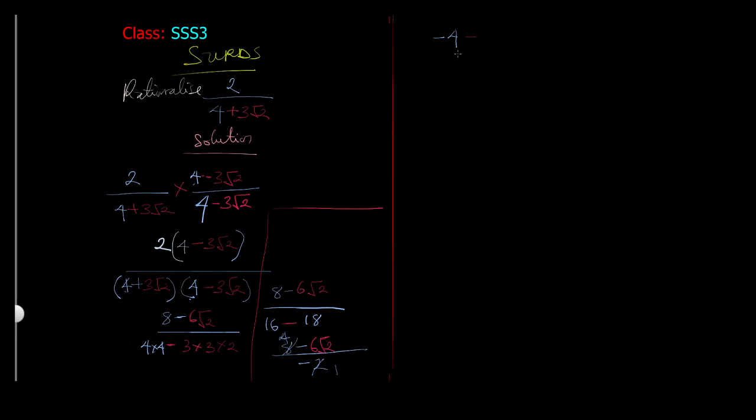It's not bright enough. Minus 4 minus 6 square root of 2. So that's the answer. David, you can write it down. Yes, I've written it. Okay, beautiful.